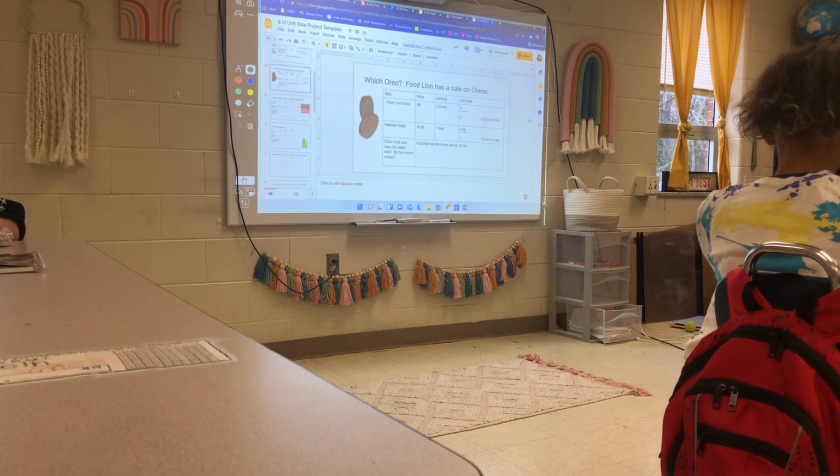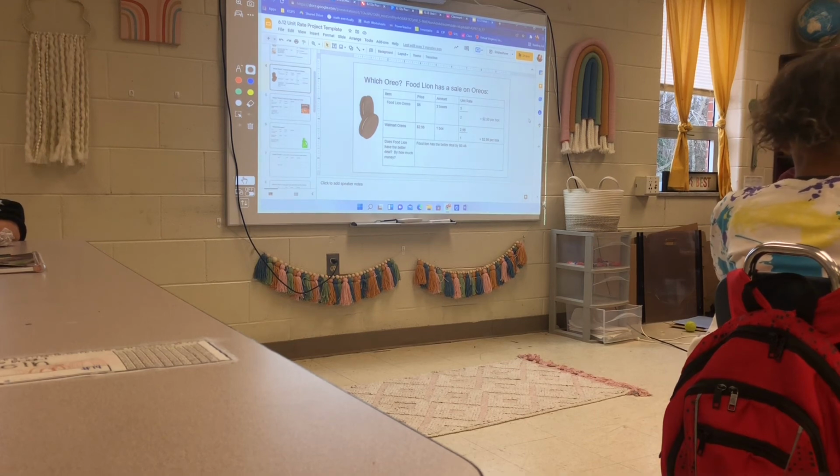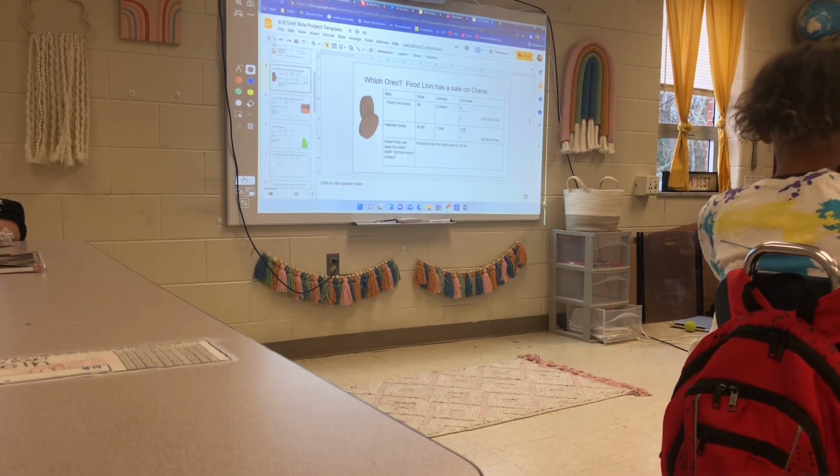There it is. Once you copy that little bar, Control C, it'll always be there. So all you have to do is just click Control V.